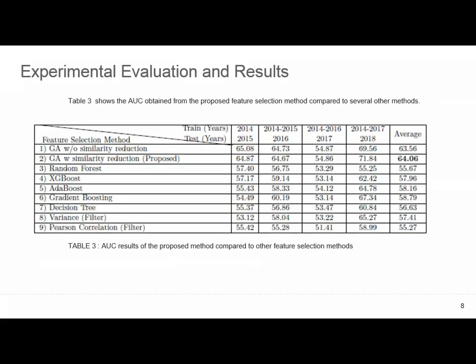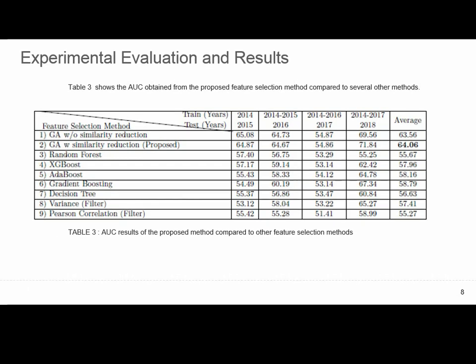Experimental evaluation and results. Table 3 shows the AUC obtained from the proposed feature selection method compared to several other methods. The proposed multi-objective method results in a significantly better prediction performance than the compared filter and wrapper methods. It also performs better than the implementation that does not aim at similarity reduction.